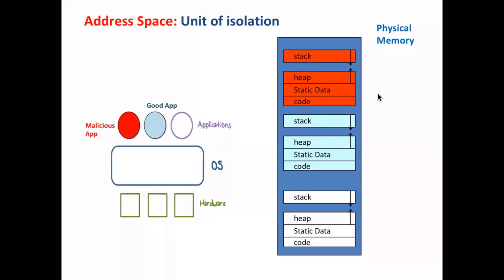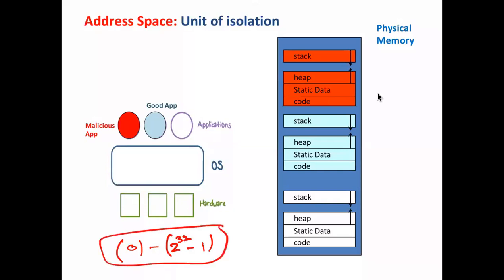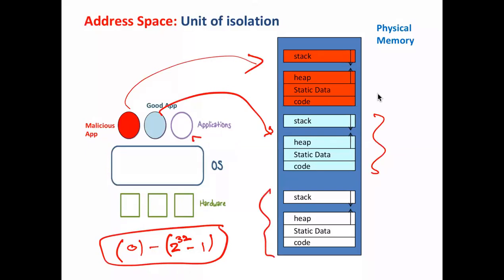Because all applications will have what? Address space between 0 to, say, 2 raised to the power 32 minus 1. Okay, and each address space is mapped to a different area. Like here, this address space for the malicious app is mapped to this area, while the address space for the third application is mapped to this area. Okay, so there is automatically a protection. Okay, any question?